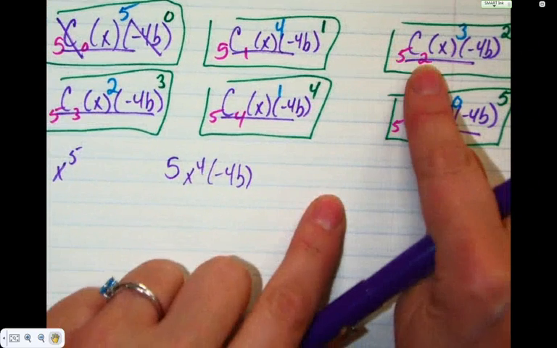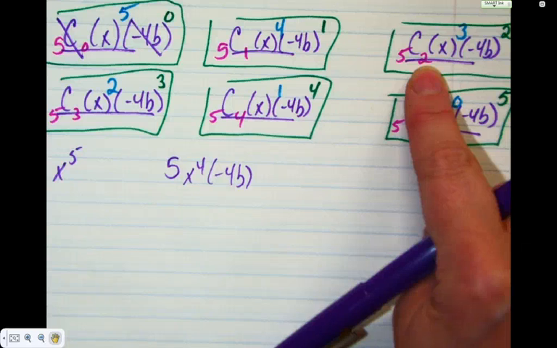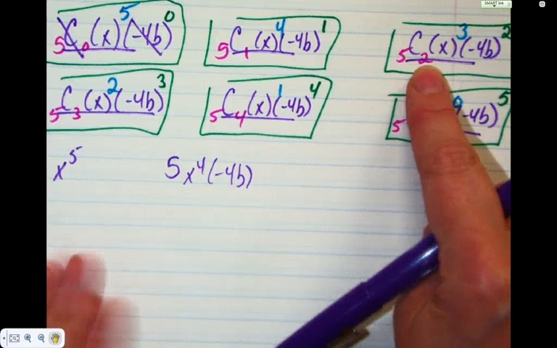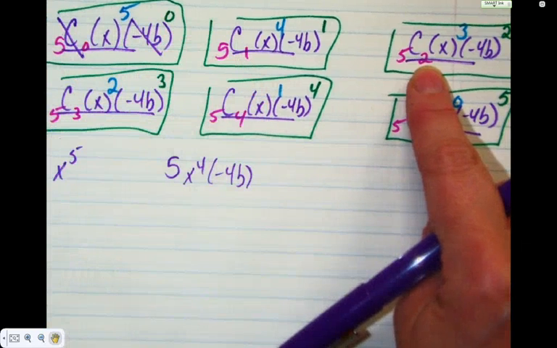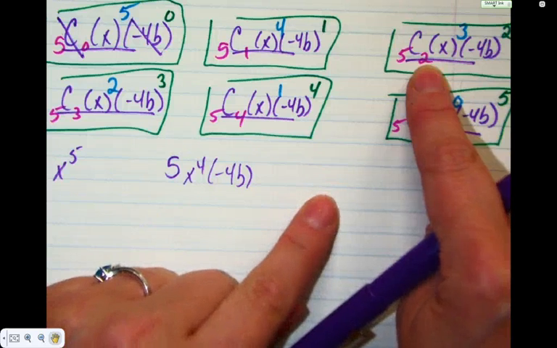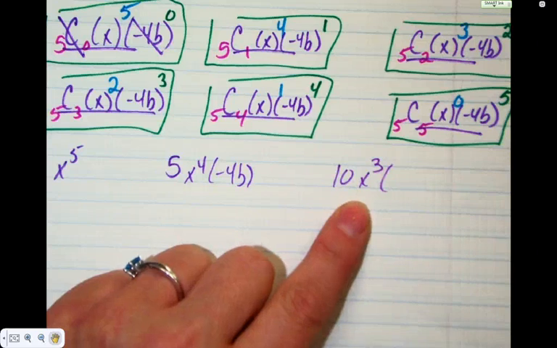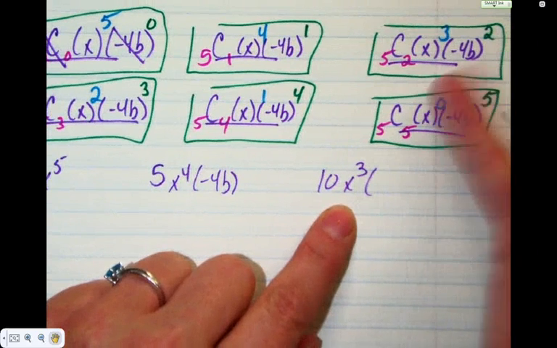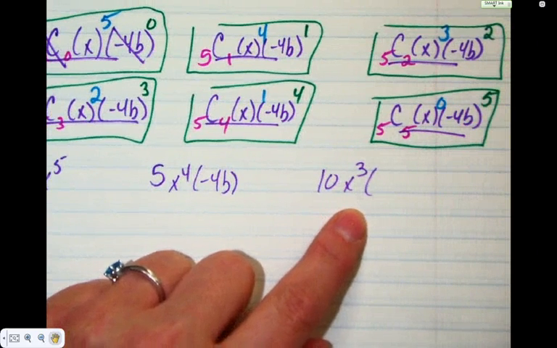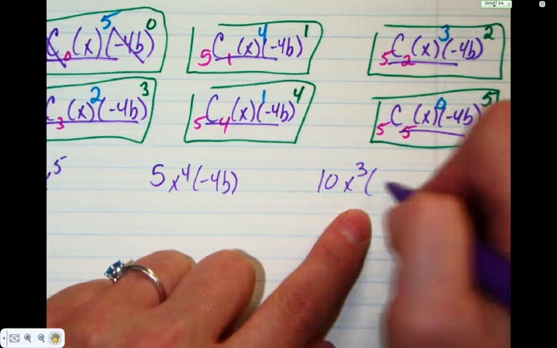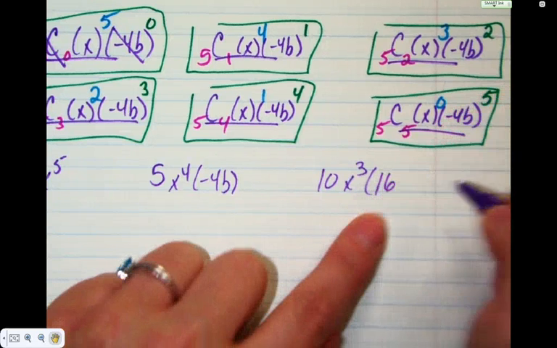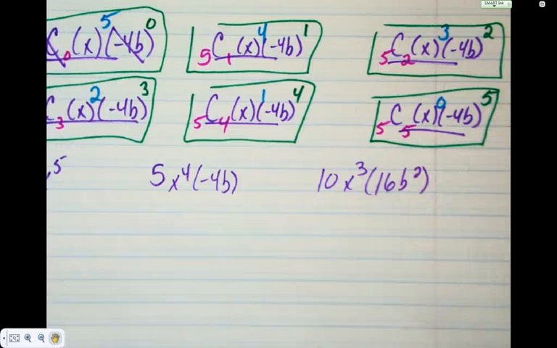Okay, 5C2, you can either do it with your calculator, you can memorize it, or you can think about Pascal's triangle, 1, 5, something. 10, x to the 3. And then just make sure you're squaring that negative 4 and the b. So negative 4b squared would become 16b squared.